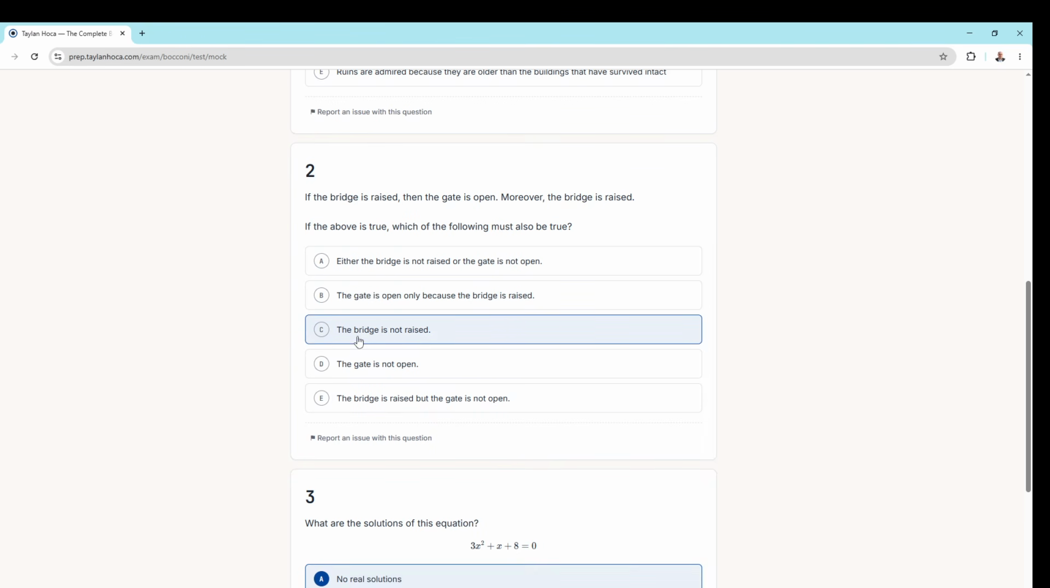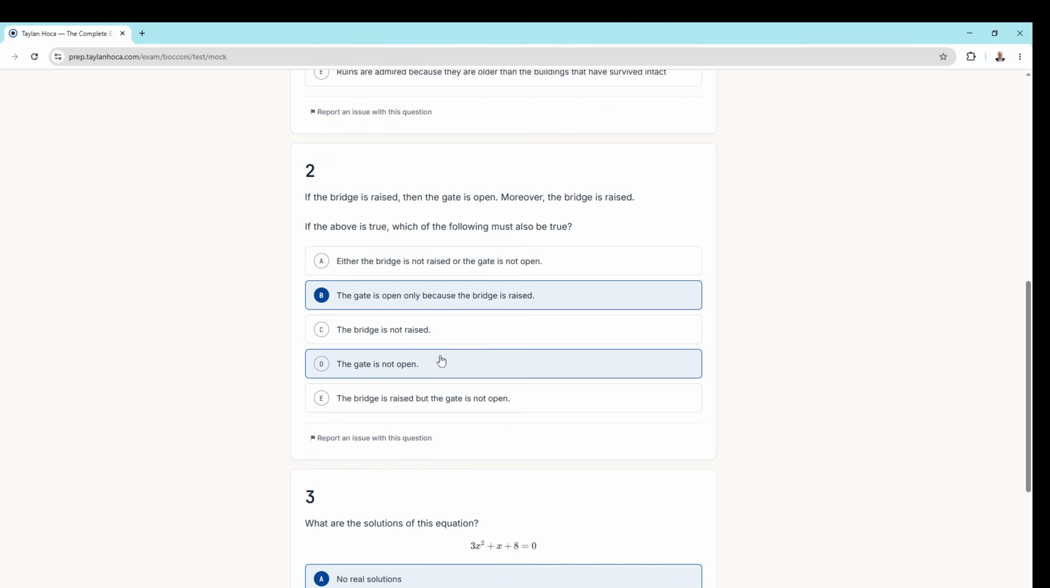The bridge is not raised. No. The gate is not open. No. The bridge is raised, but the gate is not open. No. The gate is open. So the gate is open only because the bridge is raised. Even if the answer is not perfect, in my opinion it is the best answer because I think it is the only answer that says the gate is open, right? Okay, so this is B.